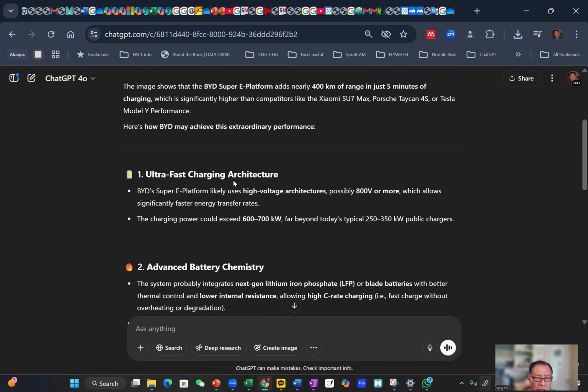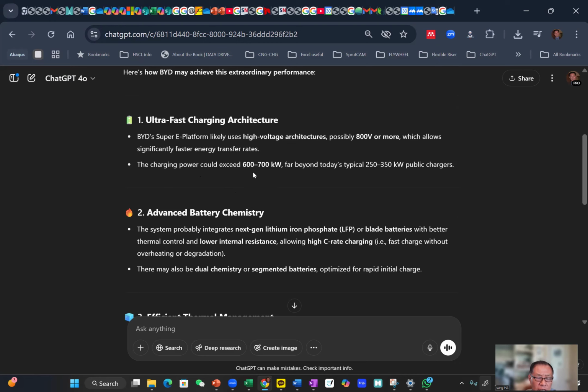is one way to achieve this, possibly 800 volts or more, really super high, which allows a significantly faster energy transfer rate. This charging power could exceed 600 to 700 kilowatts. This is really super high power, and a typical value is about 200 or 300 kilowatts for a public charger. What does it mean? For the public charger, we need a very special charging system.